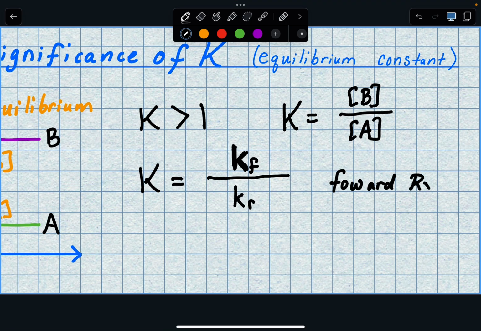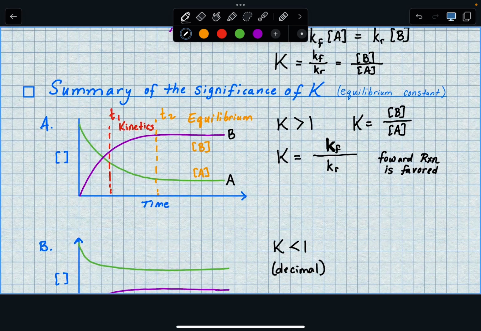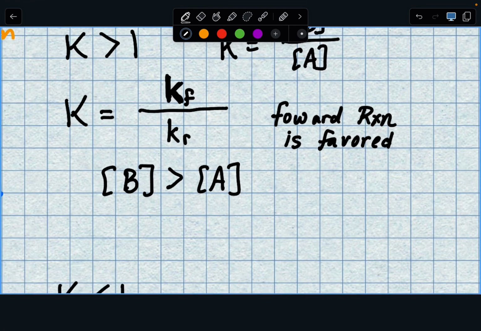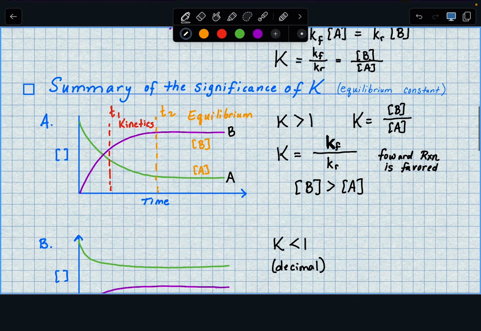Forward, just going to put RXN. Reaction is favored. The other thing you might see too is that, at equilibrium, the concentration of B is greater than A, meaning that the products are, you can also say that this would be product favored. The other thing you could do is say the rate constant for the forward reaction is greater. So these are all things that we could say, so we put like little dots.